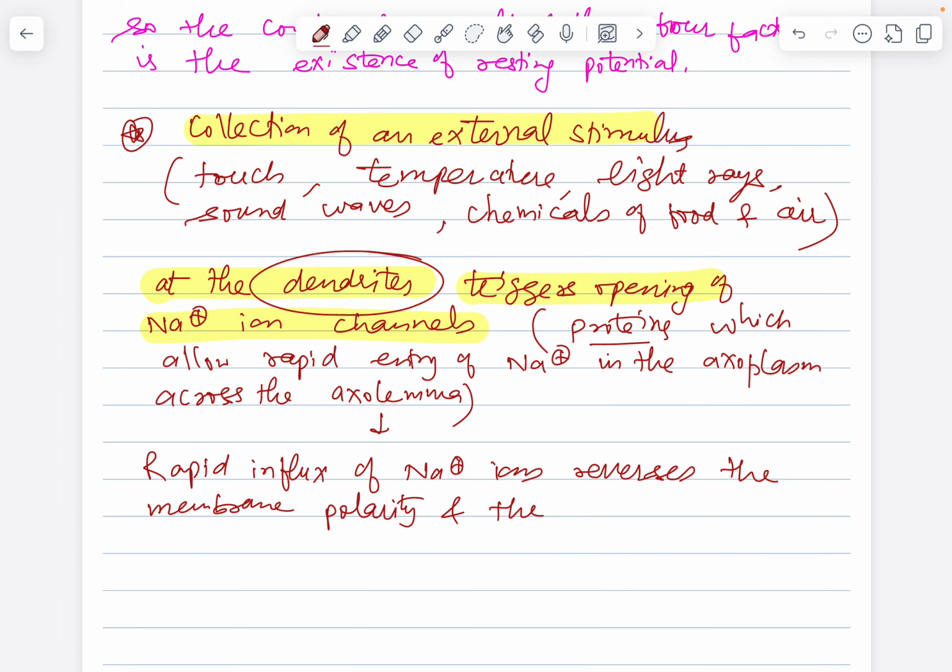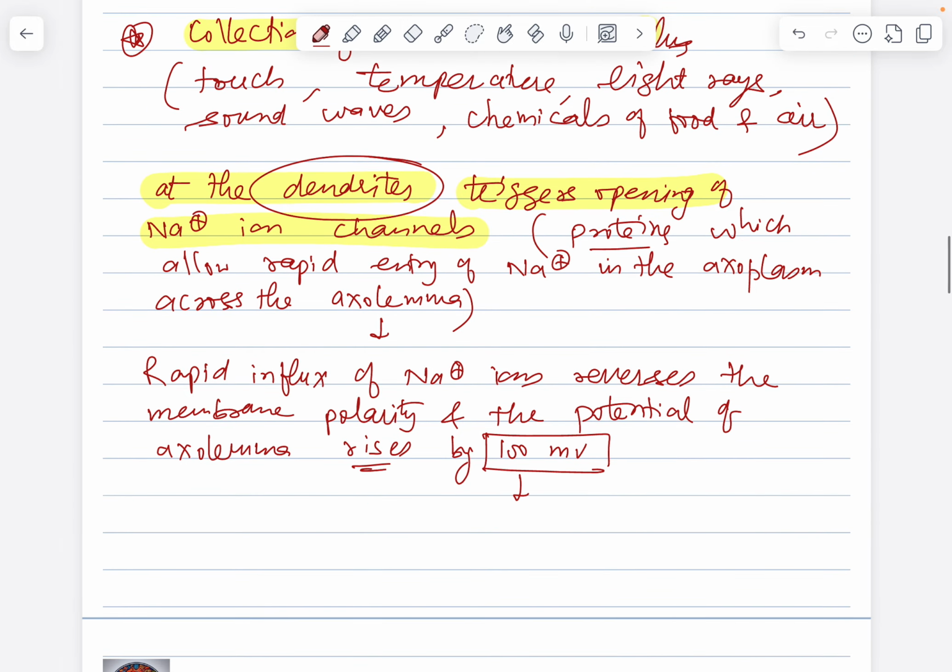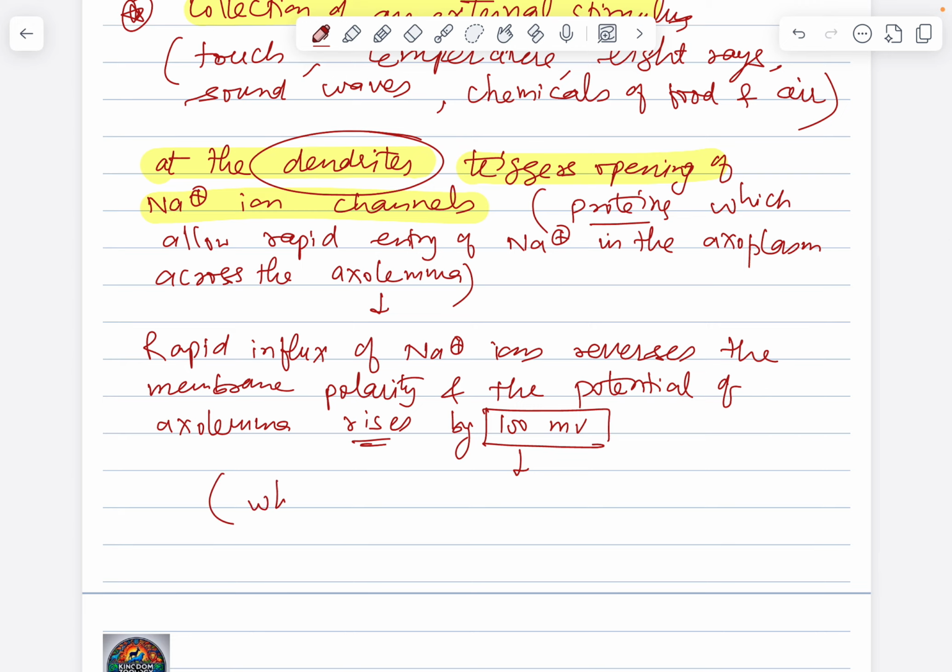And the potential of exolemma, which was minus 70 millivolt till now, rises by 100 millivolt. How much is the total rise? 100 millivolt. This 100 millivolt is also called spike potential, because there is a sudden rise, no? From minus 70 to plus 30. I mean, this total rise in potential from minus 70 will be actually raising it by 100 millivolt.